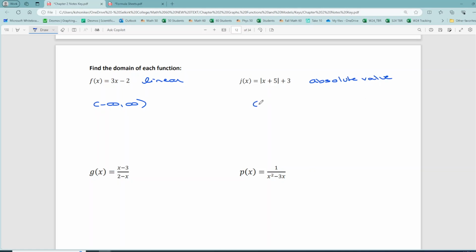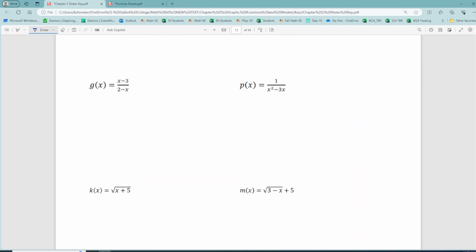And the domain of any absolute value function is negative infinity to infinity. All right, let's get into the more complicated ones. The next one we're going to look at is this one. This is called a rational function.